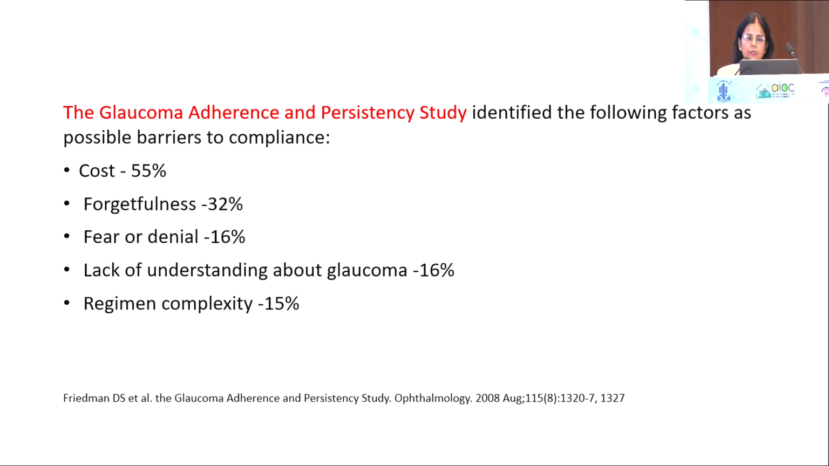There's a glaucoma adherence personal study which identified the following factors. There are many studies which have tried to find out the most important factors for poor adherence, and they found that cost is the most important factor. Patients are not able to buy such costly medicines for such a long period. Forgetfulness was 32%, fear and denial 16%, lack of understanding about glaucoma 16%, and complexity of the treatment 15% of patients.